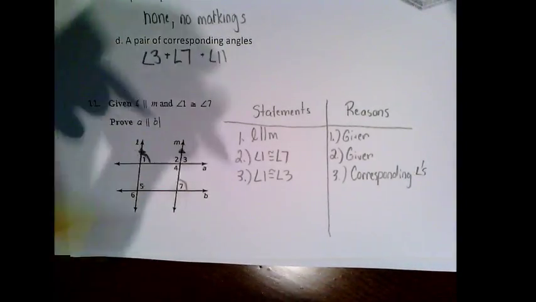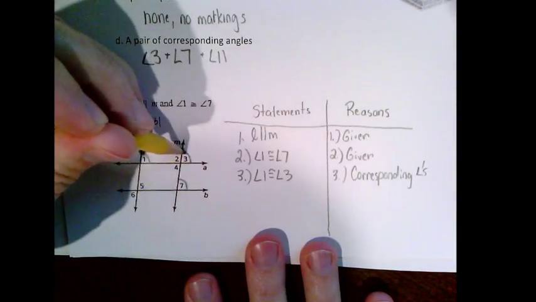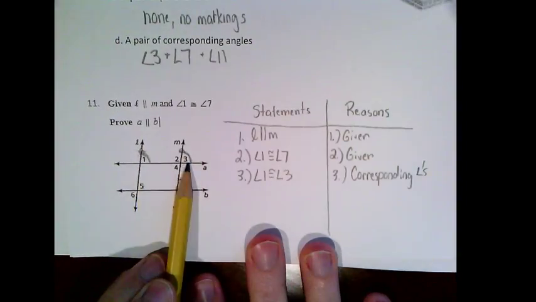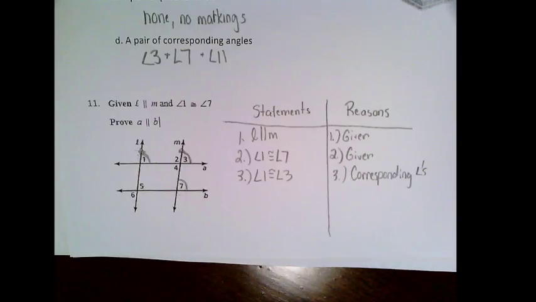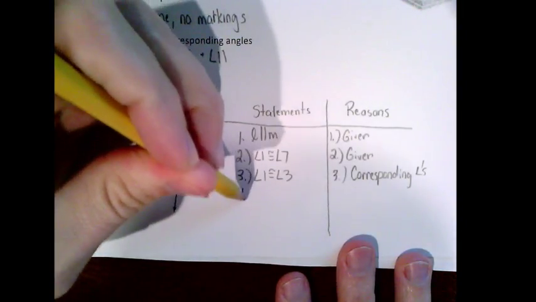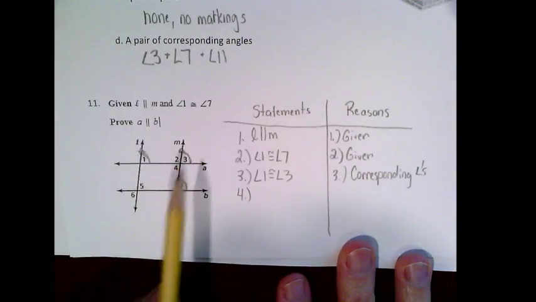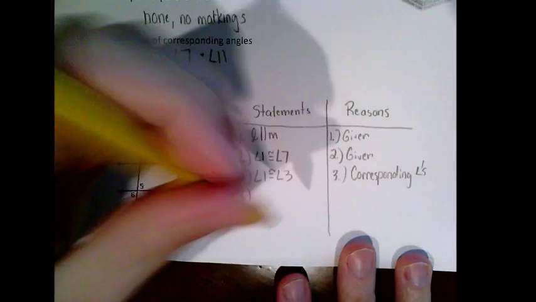And then I'm going to put my arc mark here. So if 1 is congruent to 3, and I know 3 is congruent to 7, okay? So in this one, I can now say, if I know 1 is congruent to 3, then I know 3 is congruent to 7.